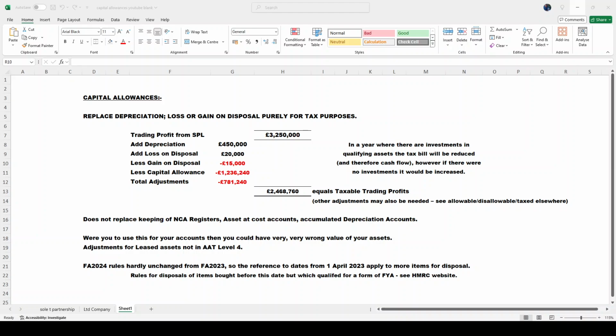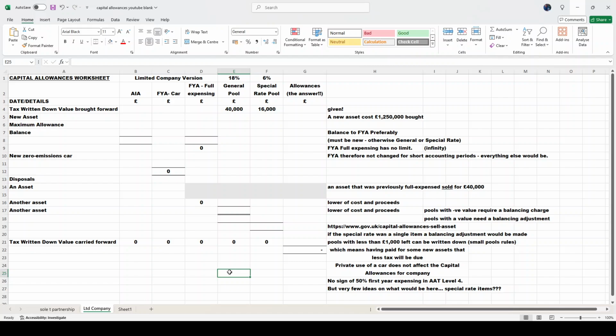Not much change recently in the recent Finance Acts. However, you'll only see anything from the 1st of April 2023 for the FYA first year allowance rules. Possible though, because we're now in the second year of the current rules, that we might actually have more items for disposal. Anything to dispose of that was bought before that date, if there was any kind of allowance, you'd have to go on HMRC's website, which you're not going to do in the exam.